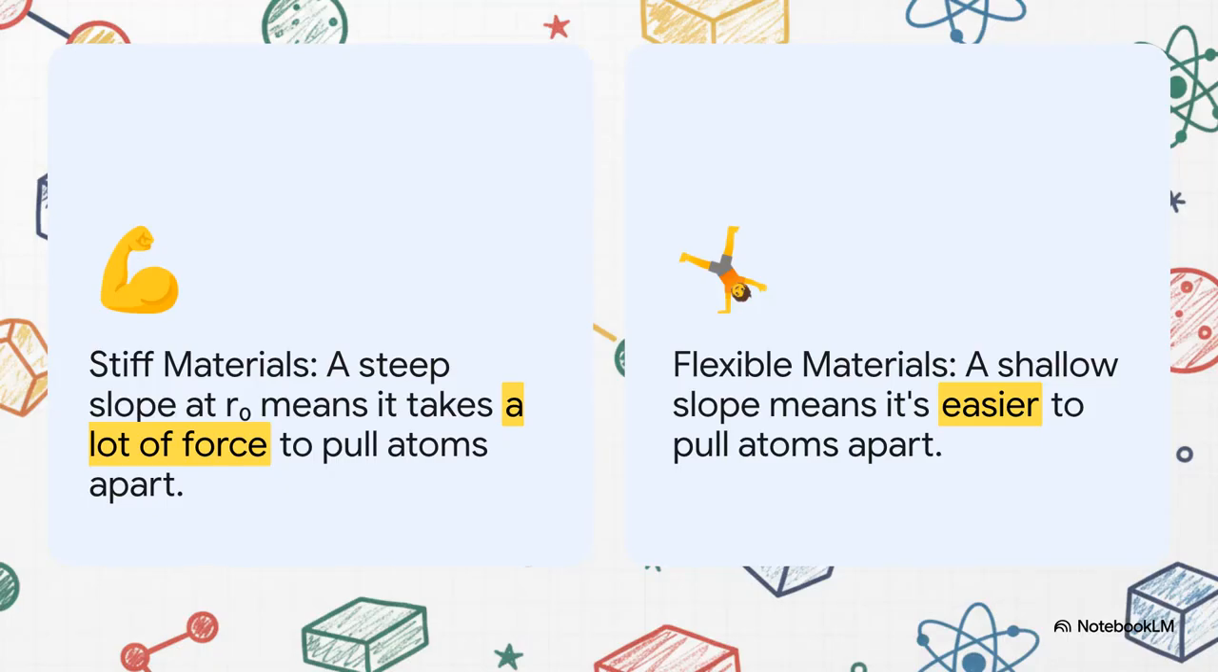And you can see it all in the shape of our force curve. Just look at the slope right where it crosses zero. If that slope is super steep, it means you have to apply a ton of force to get even a tiny bit of separation. That's a stiff material, think steel or diamond. But if the slope is more gradual and shallow, it doesn't take much effort to pull them apart, and that's your flexible material, like a soft plastic or a rubber.